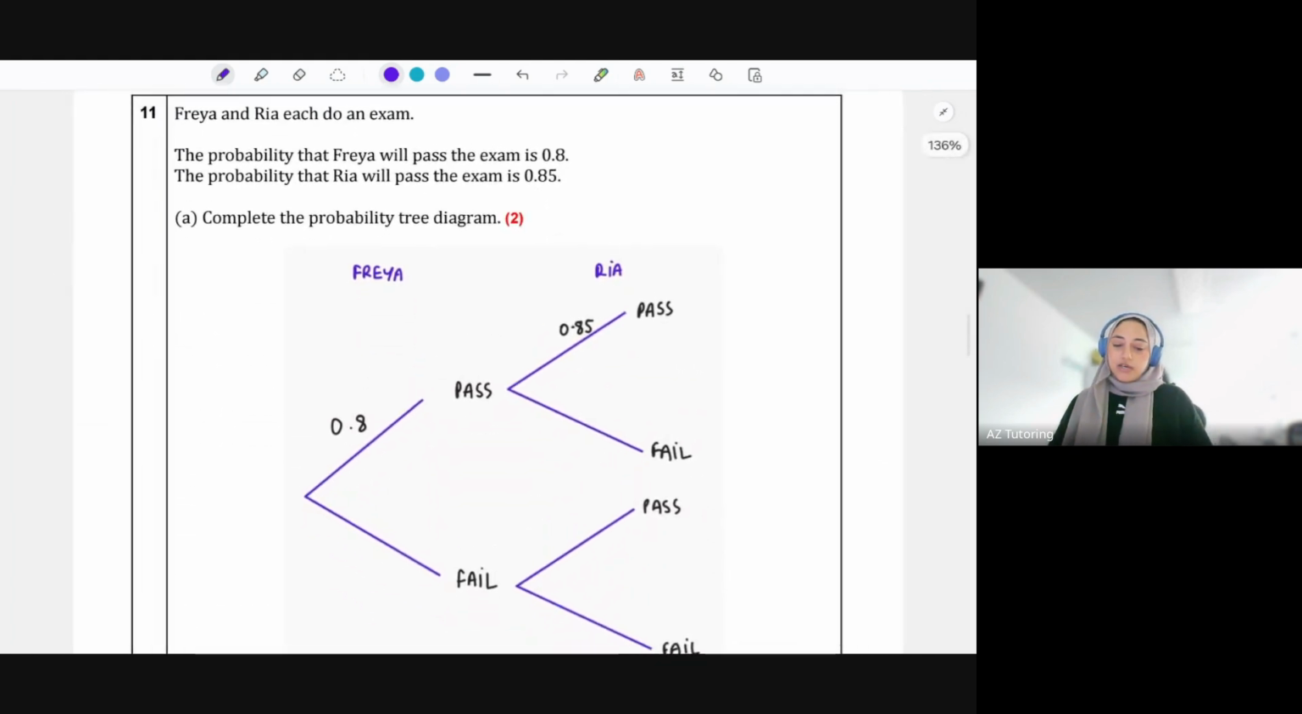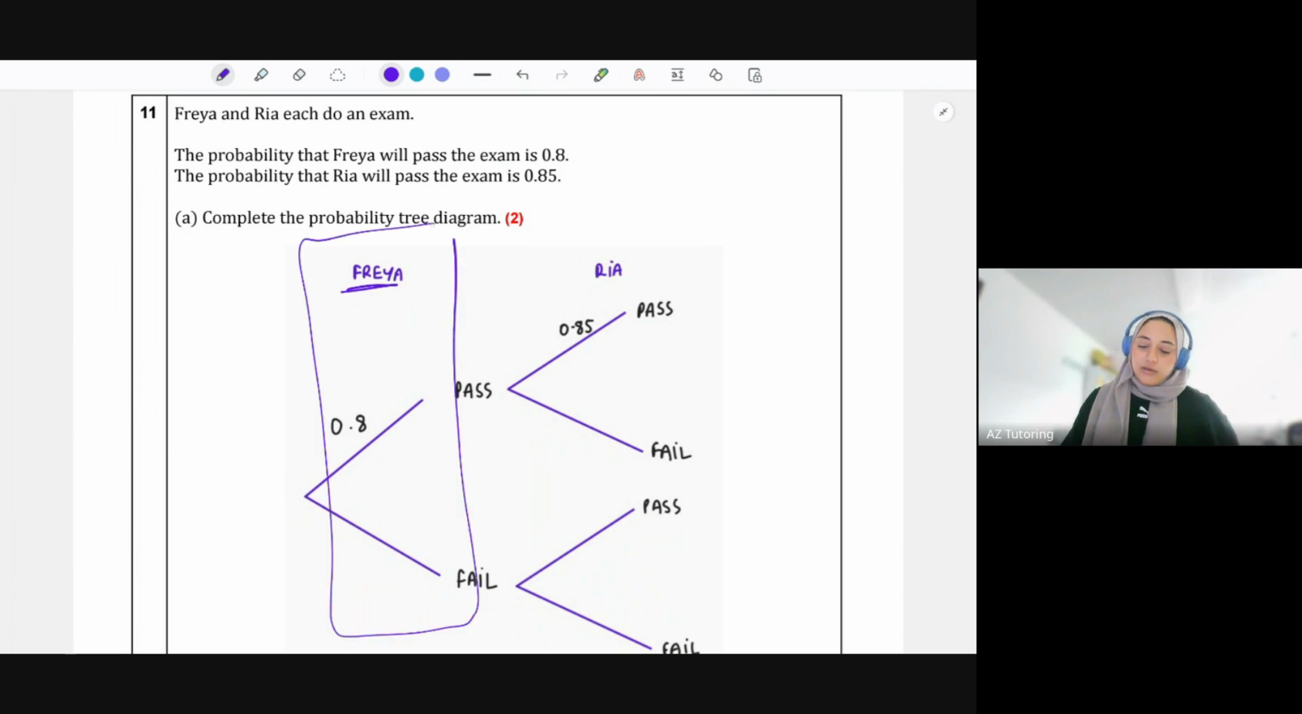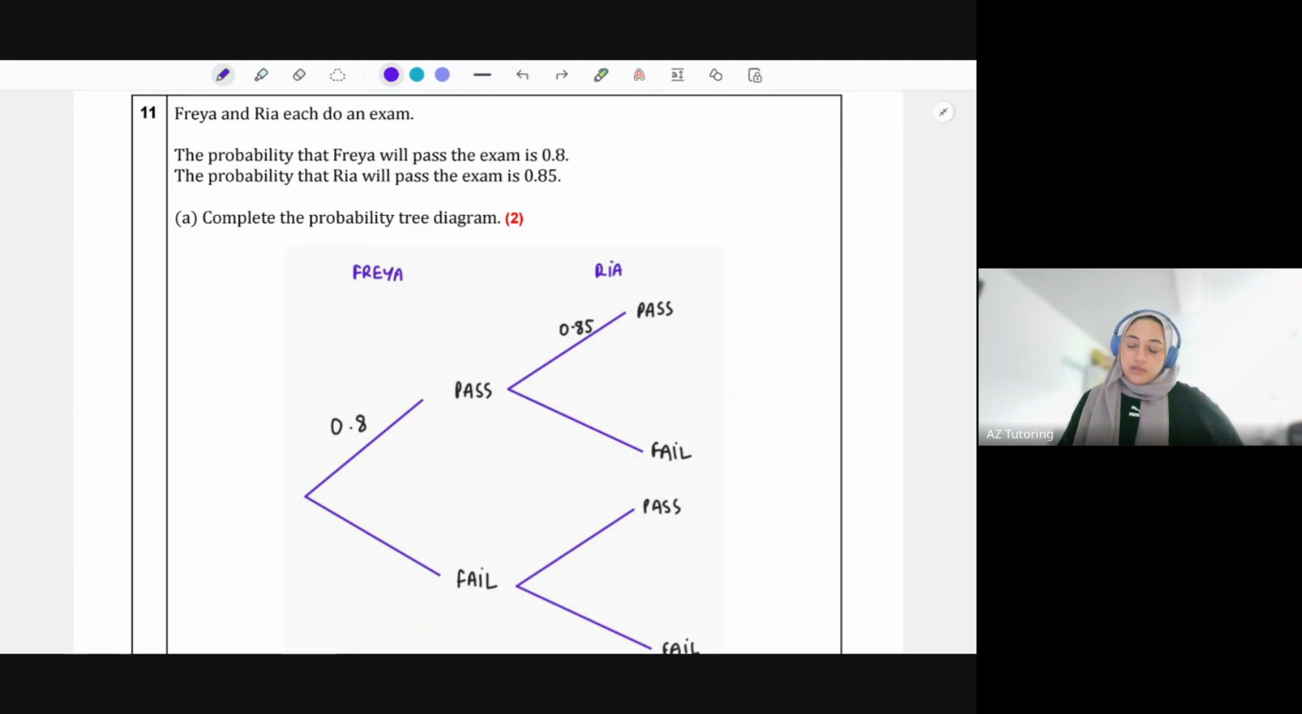Okay, so Freya and Ria each do an exam. So we've got another probability question. I think we had 2 probability questions in the first paper as well. So the probability that Freya will pass the exam is 0.8, which I can see here. So there's a tree diagram. There's Freya's here, and then Ria's is here. Okay. So I could see 0.8 here. The probability Ria will pass is 0.85, which is on that tree.